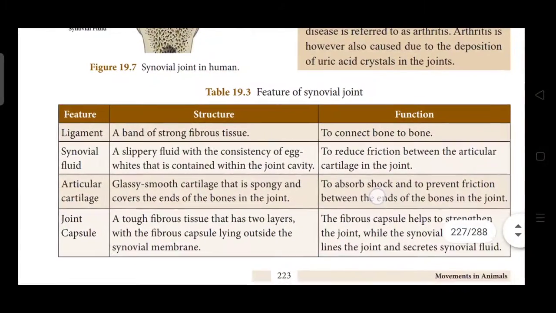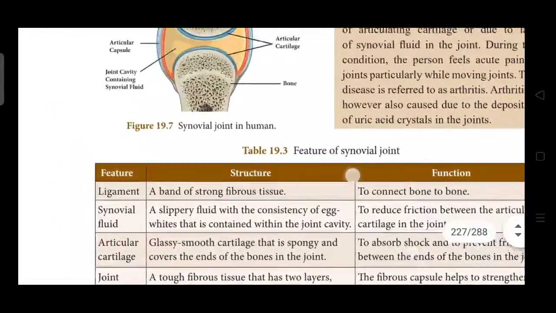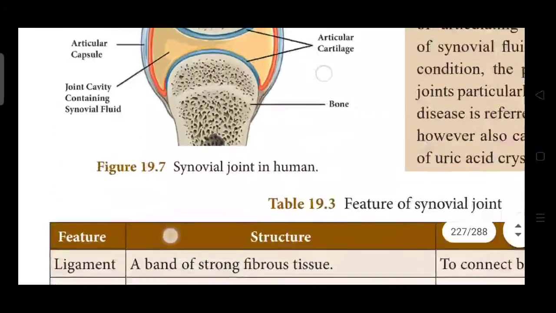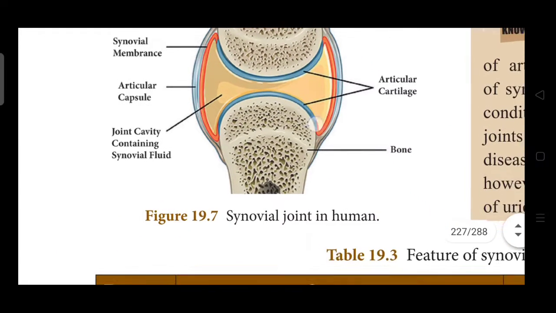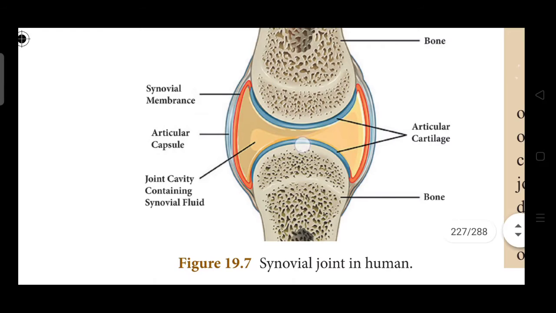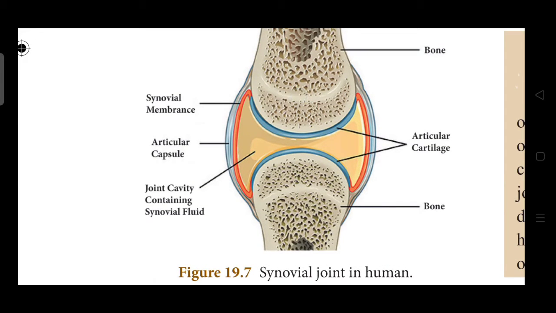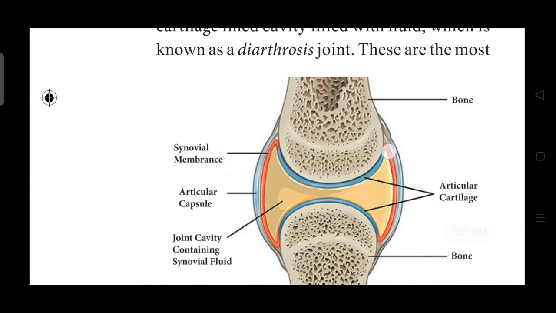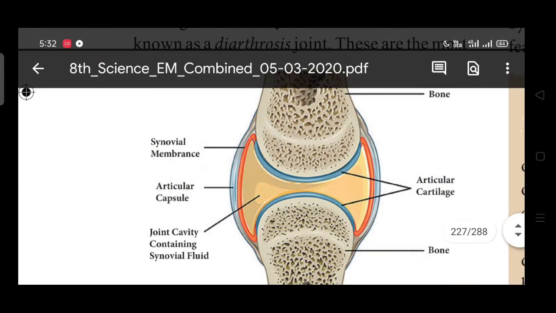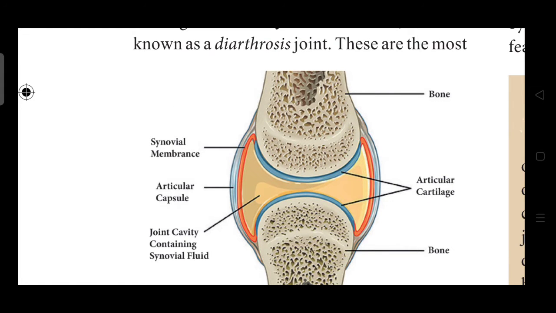It reduces friction between the articular cartilage in the joint. So between the articular cartilage, this is the blue color layer of the synovial joint. This is one bone and this is another bone. Between them, above the bone, there is another layer. This layer is called the articular cartilage.